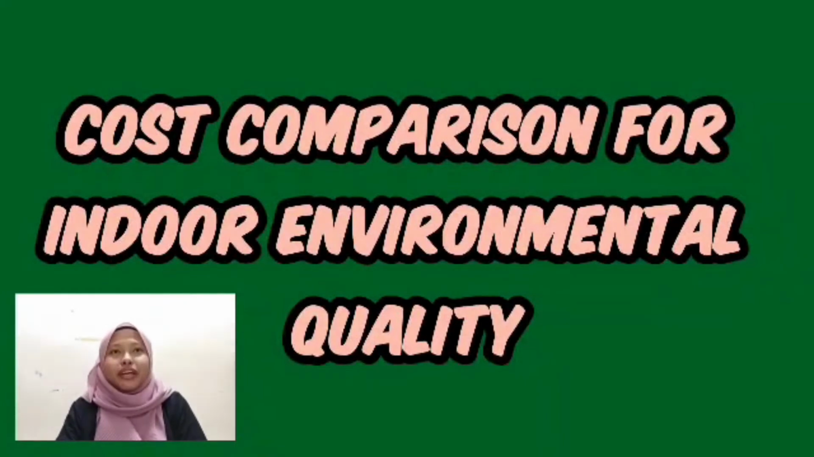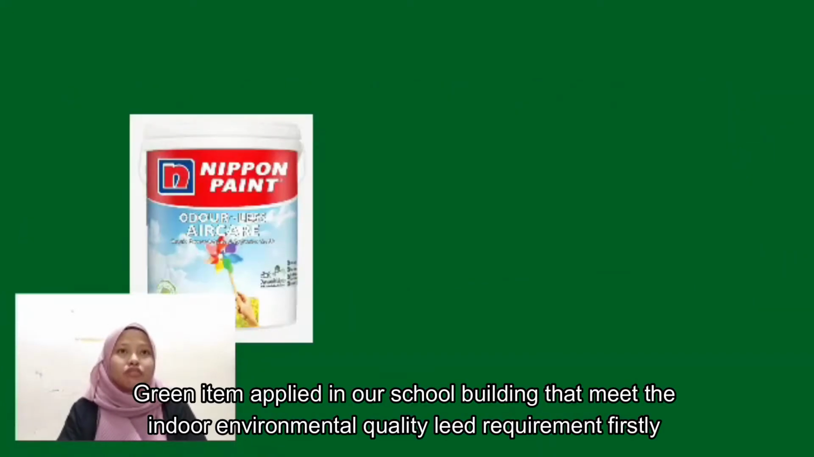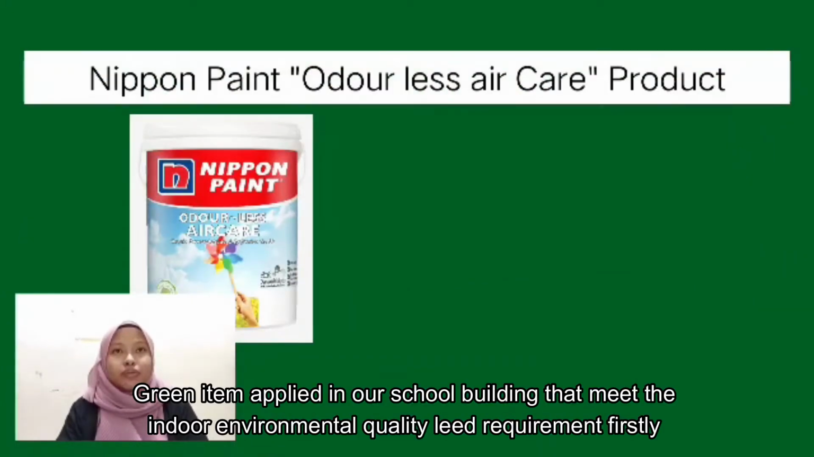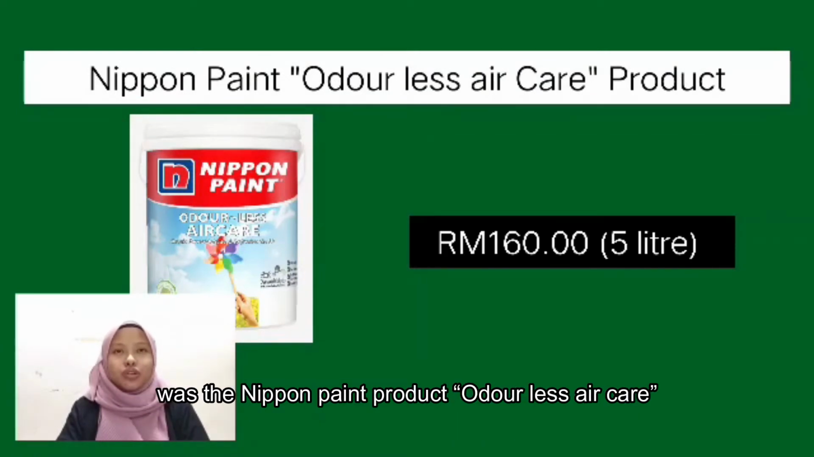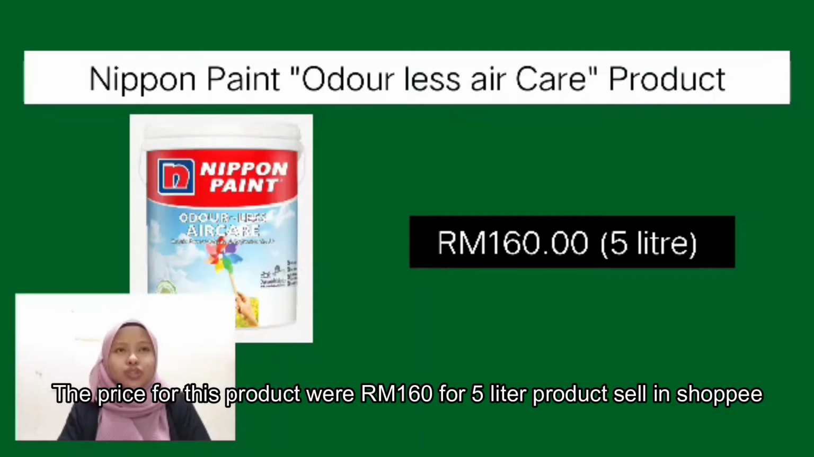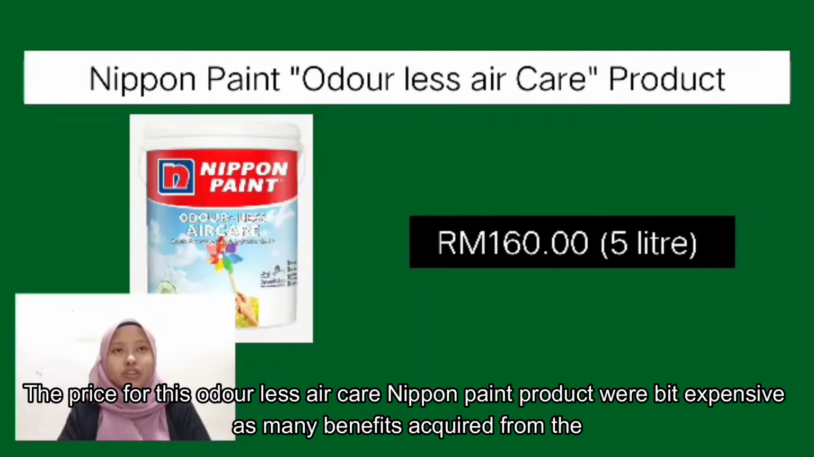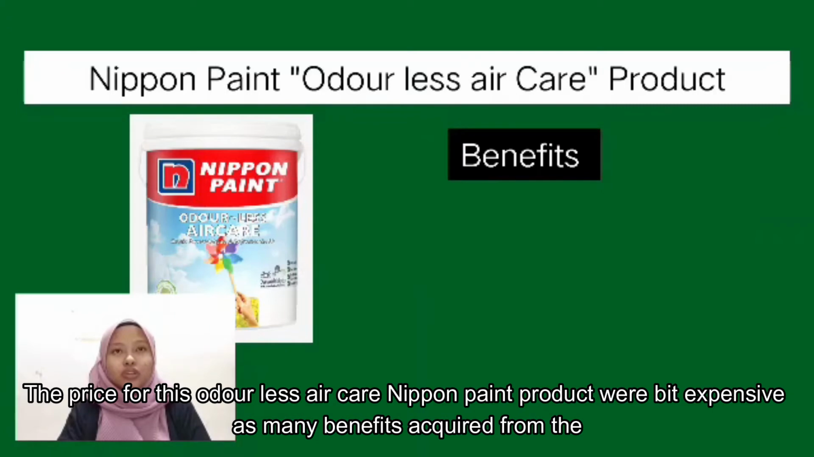The green item applied in our school building that meets the indoor environmental quality requirement, firstly, was the Nippon Paint product, Odorless Air Care. The price for this product was RM160 for a 5 liter tin. The price for this Nippon Paint product is a bit expensive, as many benefits are acquired from the product and it also meets the sustainable requirement.